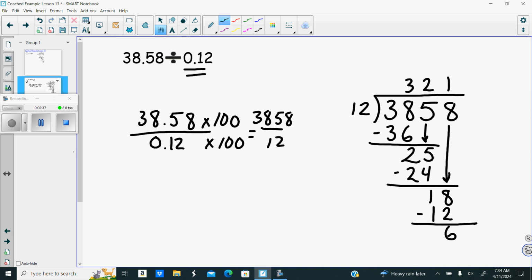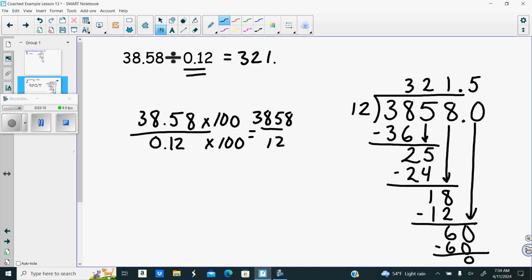subtract, we get 6. Now, since we're dealing with decimals, what we're going to do is add a decimal and a 0 on our dividend. We're going to bring the 0 down, but the decimal point straight up into our quotient. And then we continue. 12 goes into 60 five times. We multiply, and we subtract. We continue doing that until we have nothing left. The answer to our new problem is the same answer to our original problem.